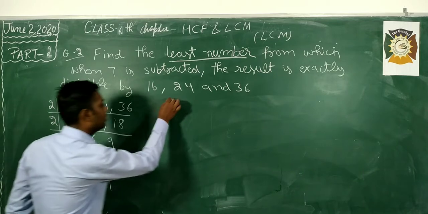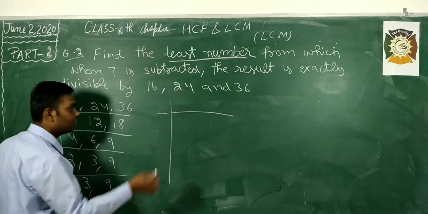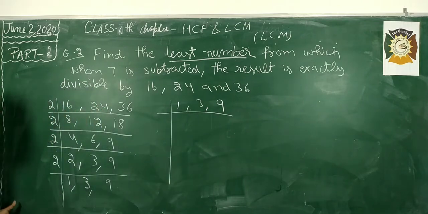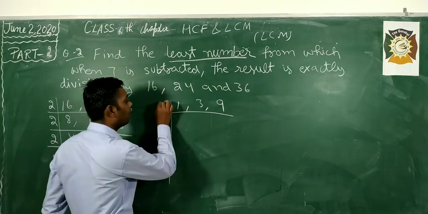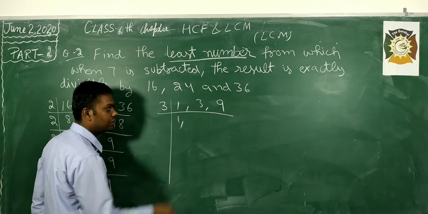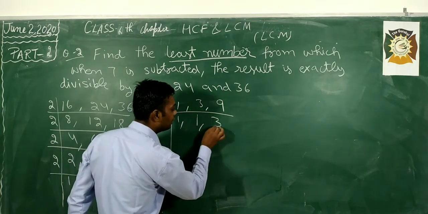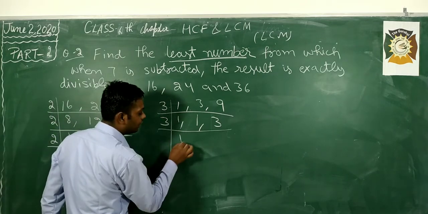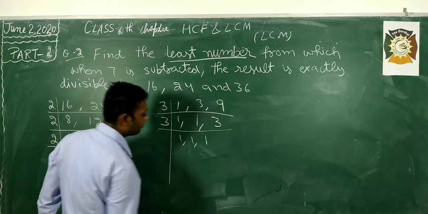Next, we proceed here: 1, 3, 9. 3 and 9 are divisible by 3. Divide by 3, keep 1 as it is, giving 1, 1 and 3. Again divide by 3, giving 1, 1 and 1.